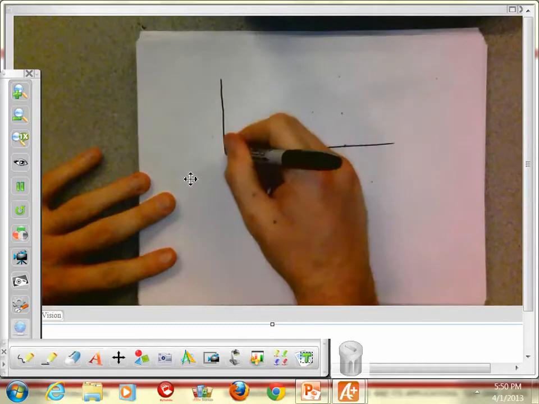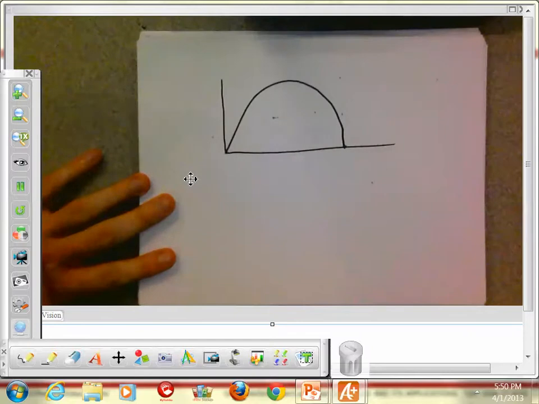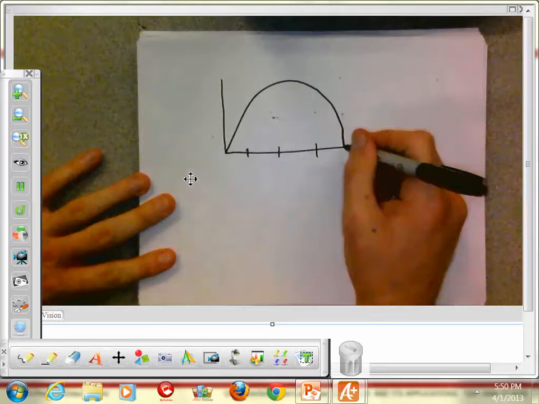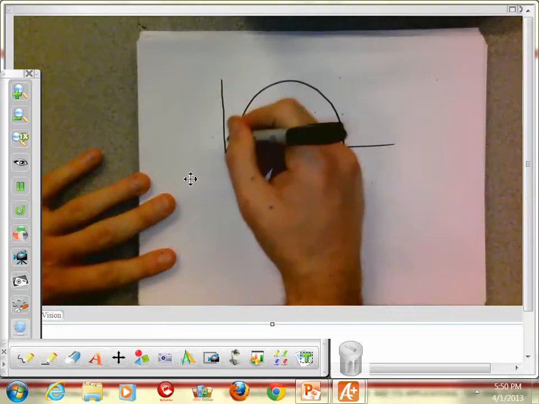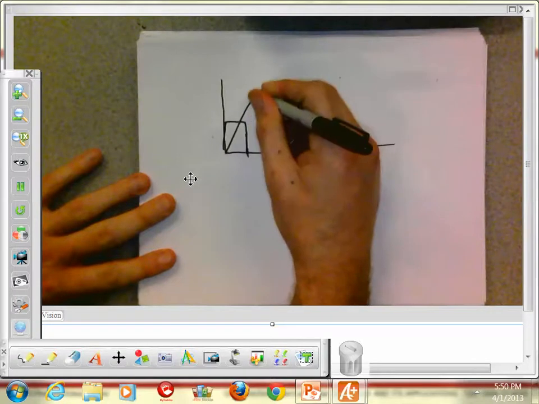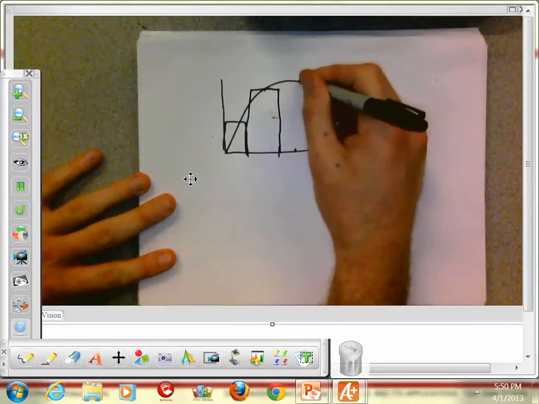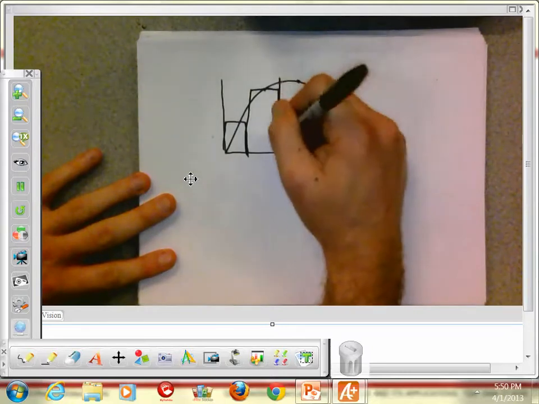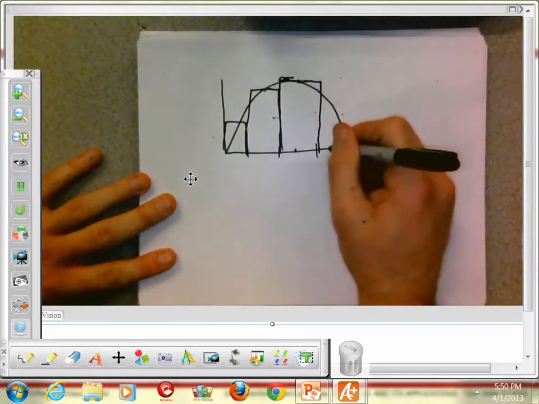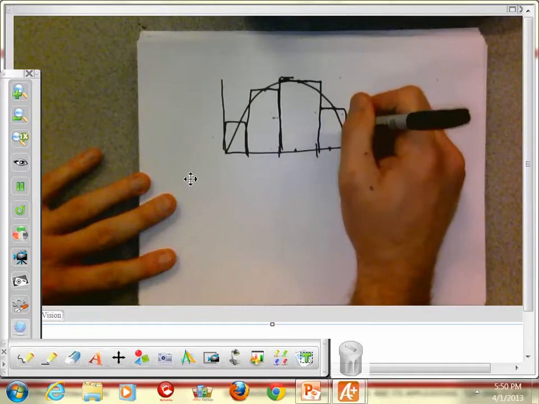If we have a function that looks like this, and we wanted to estimate the area under it, we might find a partition as follows, and we might look at this first rectangle, and then we might look at this second rectangle, right? And then we might look at this third rectangle, and then we might look at this fourth rectangle. All right?